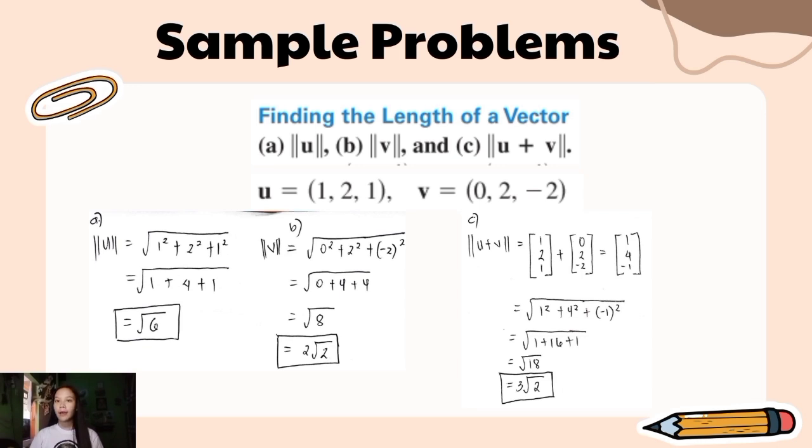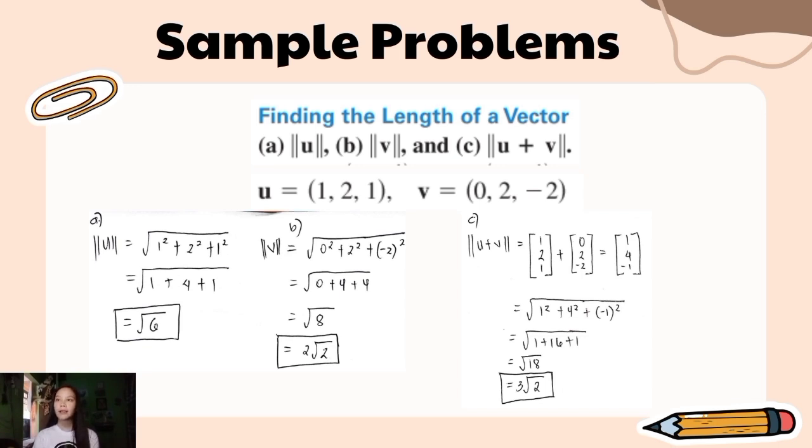So, first, we are going to find the length of u. Using our formula, we substitute the values in u. We have the square root of 1 squared plus 2 squared plus 1 squared. Simplifying, we have the square root of 1 plus 4 plus 1, which gives the square root of 6. That is the length of u. Next, let's find the length of v. Using again the formula, we have the square root of 0 squared plus 2 squared plus (-2) squared. Simplifying, we got the square root of 0 plus 4 plus 4, so the square root of 8. The square root of 8 is 2 square root of 2.